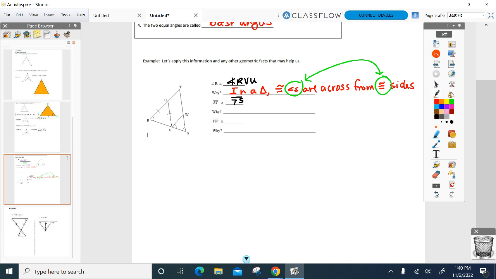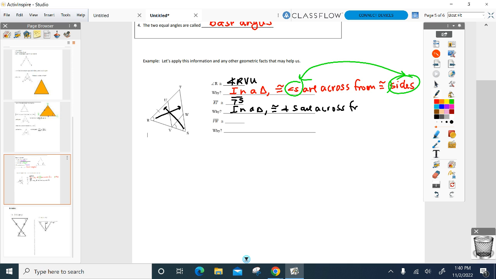Everyone see, hey, across from angle R is TS. Across from angle S is RT. Okay? Again, in a triangle, congruent angles are across from congruent sides. Again, I don't care if you flip-flop the angles and the sides part. I should have written sides. Shoot. That shouldn't be circled. Should have circled that. These can be flip-flopped. Okay.